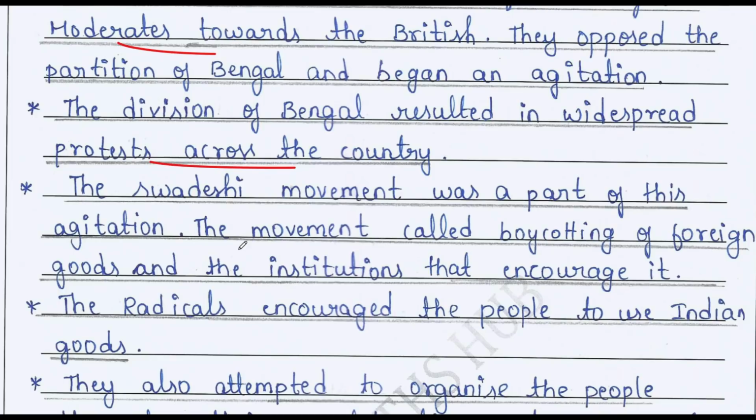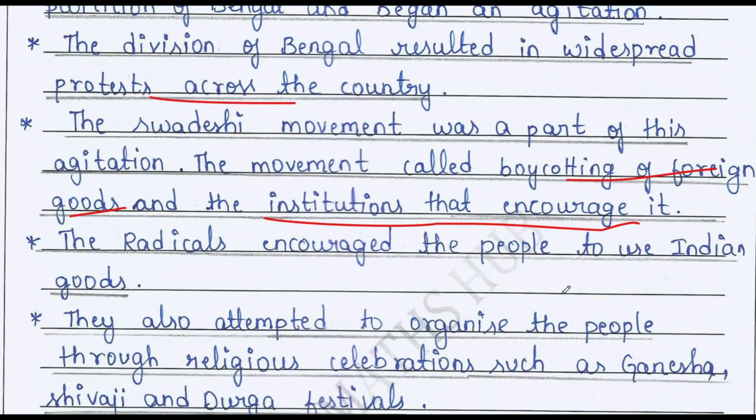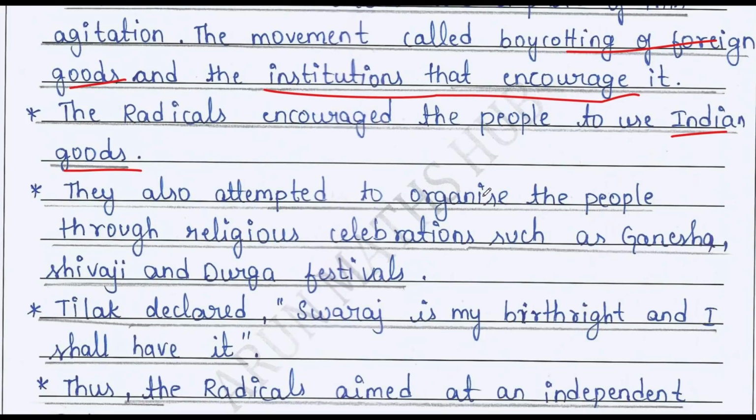The Swadeshi movement was a part of this agitation. The movement called for boycotting of foreign goods and institutions that encouraged it. The radicals encouraged the people to use Indian goods. They also attempted to organize the people through religious celebrations such as Ganesha, Shivaji, and Durga festivals.